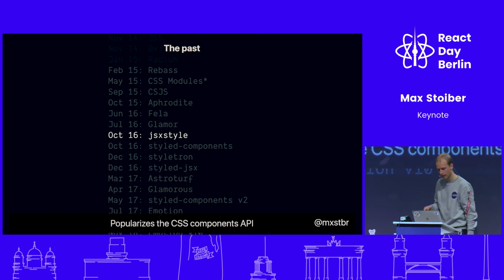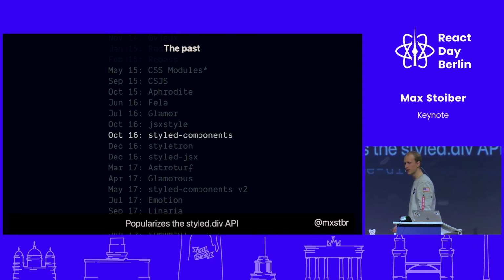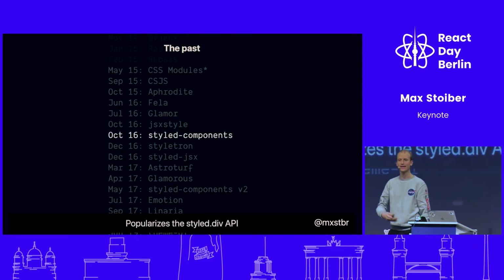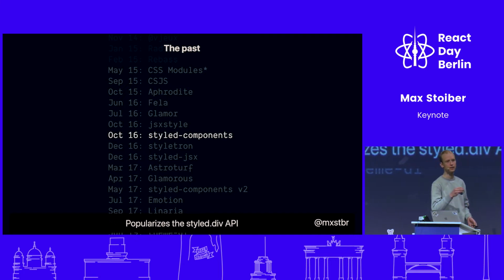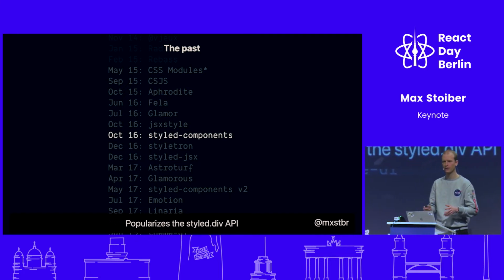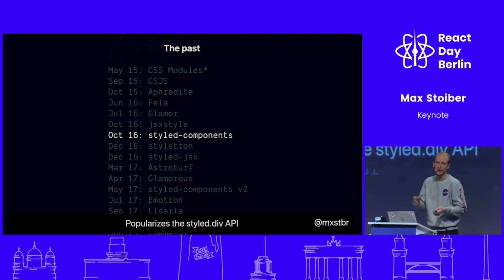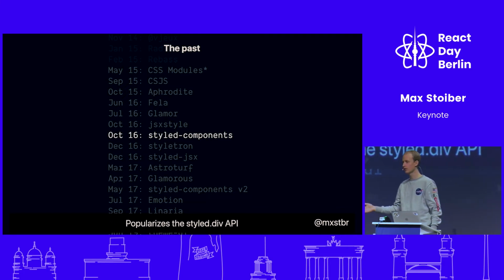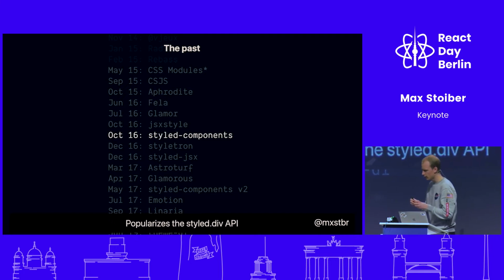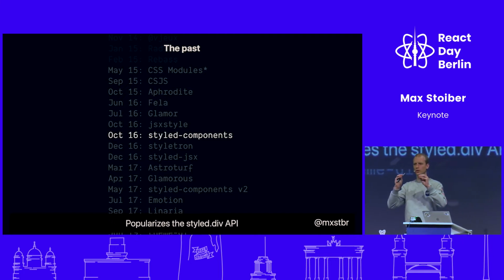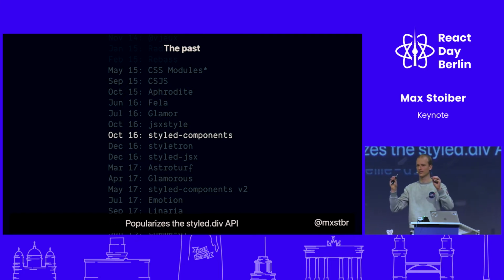Rebase also awesome. Also in October of 2016, I stood on stage at React Netherlands and I announced styled components to the world. This was the first time anybody had seen this API. We really popularized this style.div API. Now, I gotta give a shout out to Fella because they actually had a very similar API long before us. However, styled components went ahead and it sort of popularized this concept of not even ever using class names.